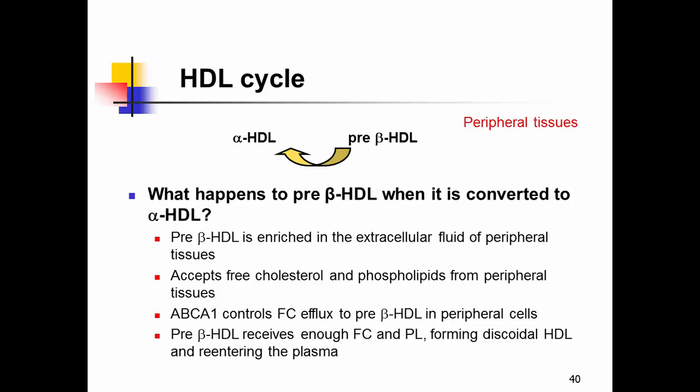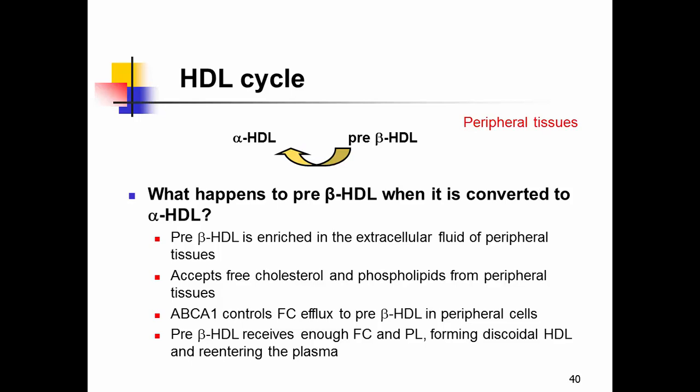So what happens to the beta HDL when it's converted to alpha HDL? Basically, beta HDL is enriched in the peripheral tissue, and picks up free cholesterol or phospholipids from peripheral tissue. And again, ABCA1, these are transporters. It's very important that they control free cholesterol efflux to beta HDL in the peripheral cell. Efflux means that it transports free cholesterol from the cell and uploads it to the beta HDL, right?